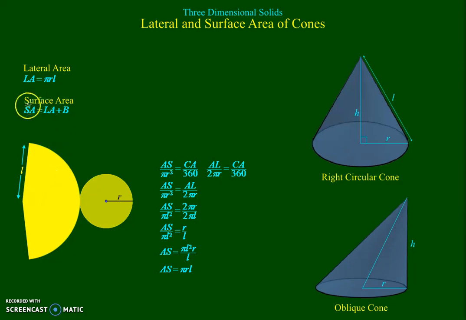And to complete the surface area formula, we take this pi r l and add to it the area of the base, and this base is going to be a circle, so that's just pi r squared. So surface area is lateral area plus area of the base, or pi r l plus pi r squared, and lateral area is just pi r l.